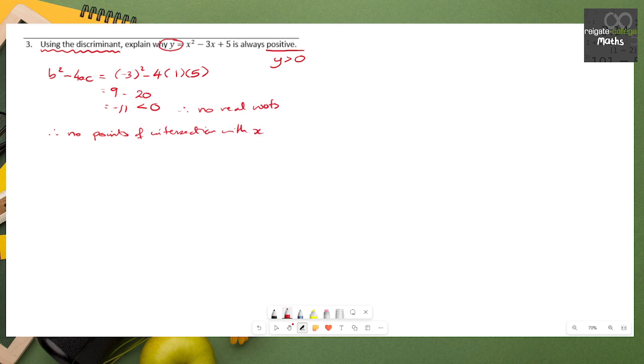Well, if there's no real roots, that means there are no points of intersection with the x-axis, which is great, but that doesn't mean that y is positive, because we could have a graph that looks like this. No points of intersection with the x-axis, there's no real roots, but y is negative in this case. So we need to just look at the x squared term. And since the x squared term is positive, so a is greater than 0, the graph must be above the x-axis.